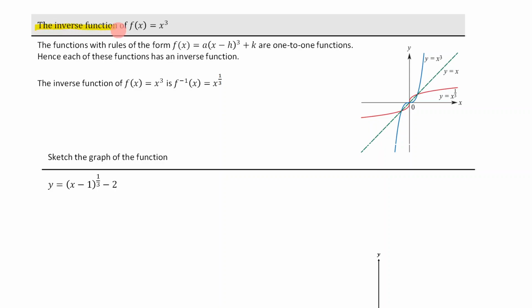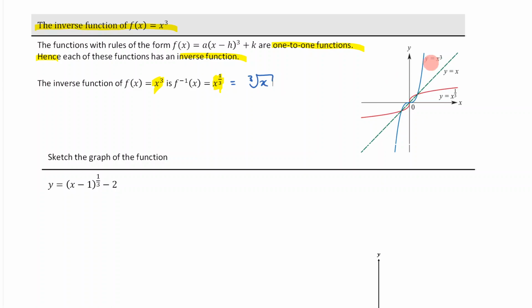We're talking about the inverse function of a cubic. The functions with a rule of this form are one-to-one functions. Hence, each of these functions has an inverse function. And the inverse function of this cubic is this right here. So you can see it's raised to 1/3. Another way you could write that, if you wanted to, is to say that this is a cube root.